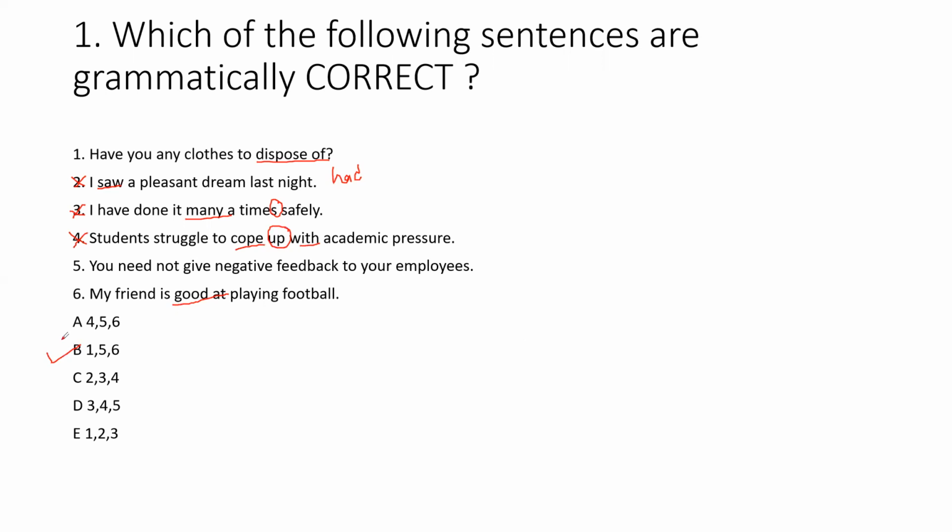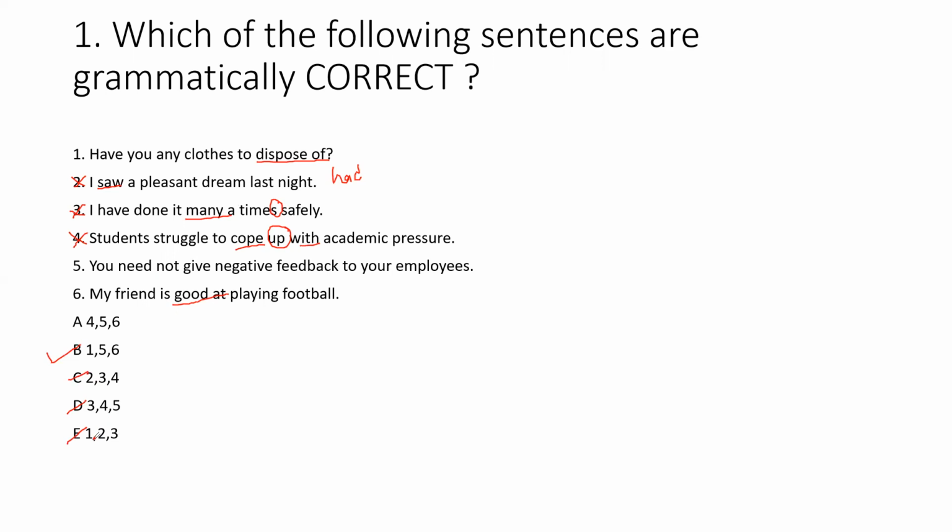Moreover, the easiest way of handling this question was starting with option 3. When you say many a times, it is always many a time. So if you understand that sentence 3 is incorrect, you could have easily eliminated options C, D, E, and then you would have remained with 4, 5, 6, and then it is easy to reach option B.